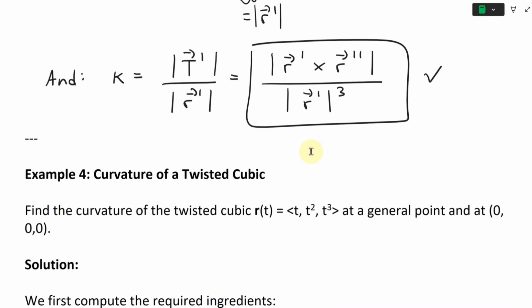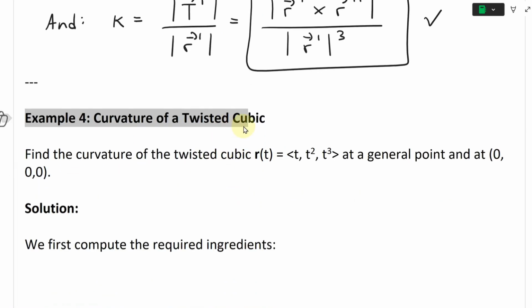All right, now let's go further and do an example on this and look at an example for the curvature of a twisted cubic. So we're asked, find the curvature of the twisted cubic. This was here again from my earlier video and one we covered a bit earlier. The twisted cubic, the vector function r of t, has components t, t squared, and t cubed, at a general point and at the origin, 0, 0, 0.